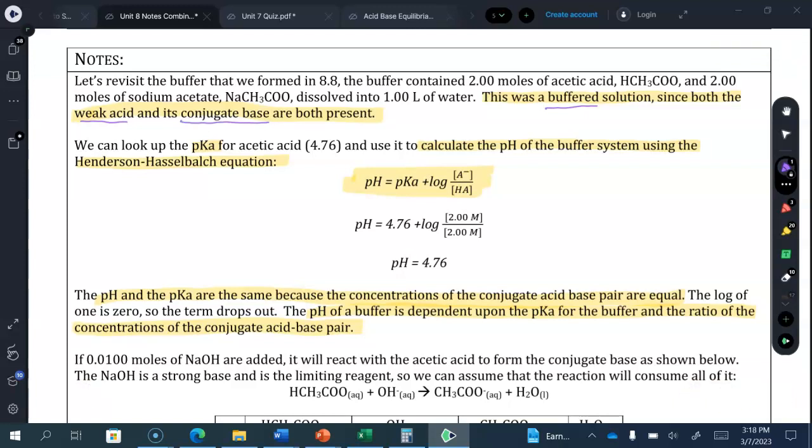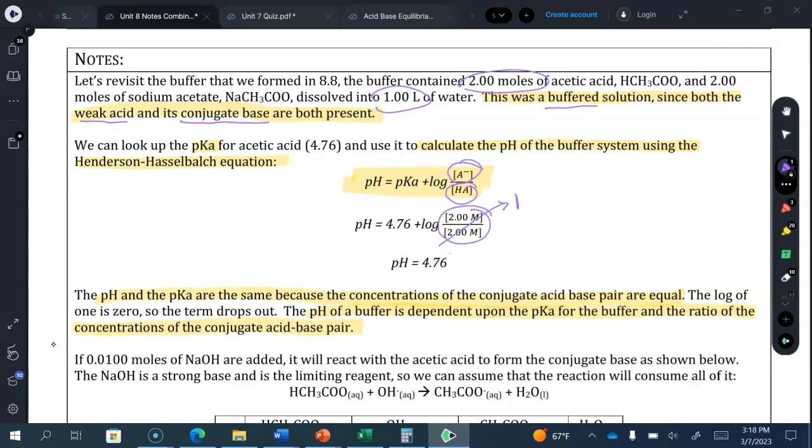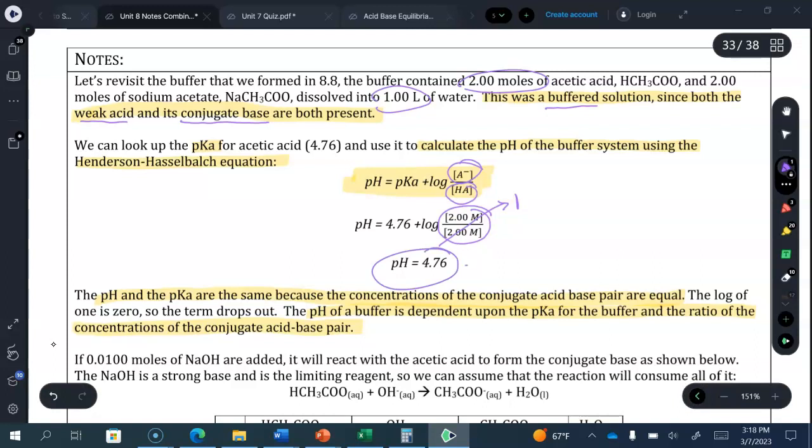We can look up the pKa for acetic acid, which is 4.76, and use it to calculate the pH of the buffer system using the Henderson-Hasselbalch equation. So the original concentrations for the conjugate base and the acid are 2 moles divided by 1 liter, because they both have the same amount of moles and are both dissolved in 1 liter of water. And so the ratio is 1, and the log of 1 is 0, so that the pH is equal to the pKa in this case.